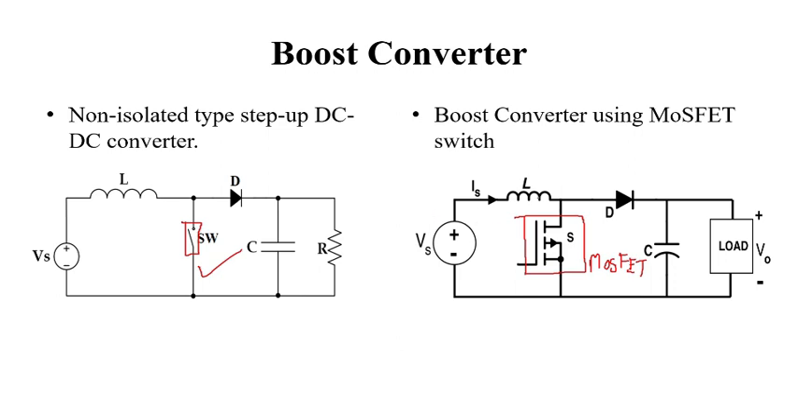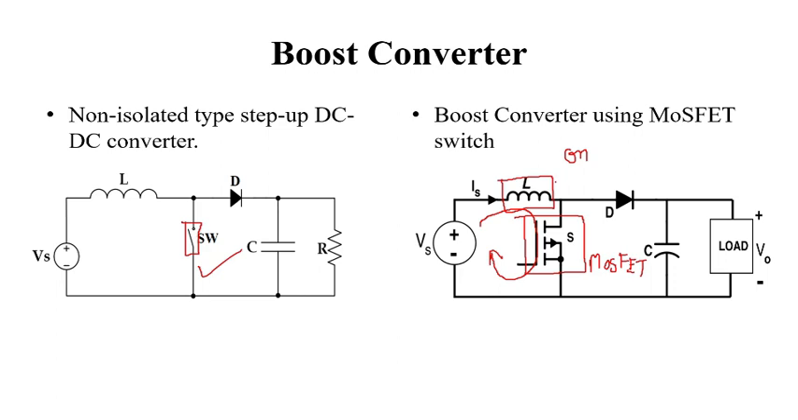When the switch is on, this is our inductor. When the switch is on, the inductor stores the energy, because now the path is only through the inductor, then the switch, then going back to the source. When the switch is on, this is the only one loop: source, inductor, switch, and back to the source.